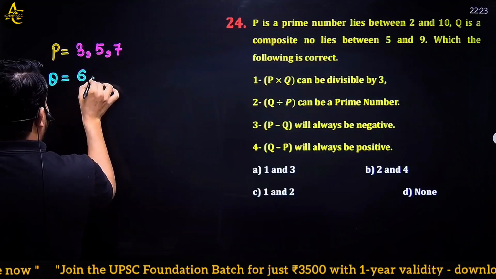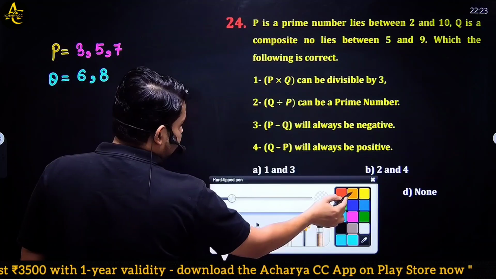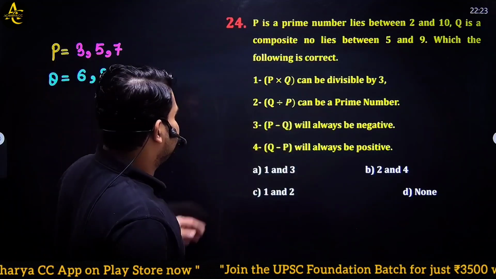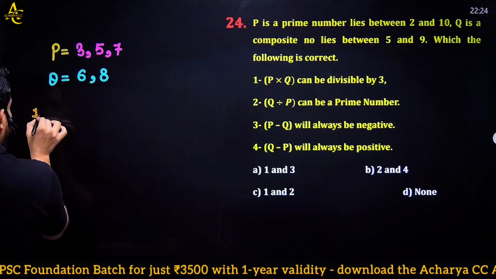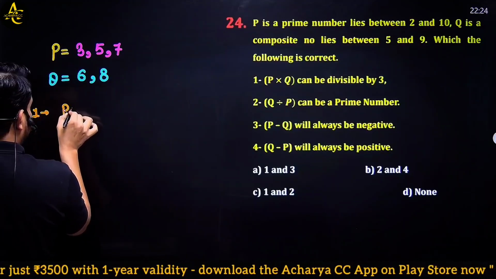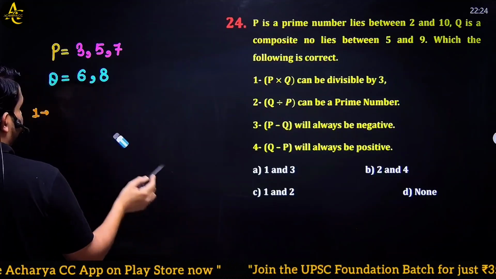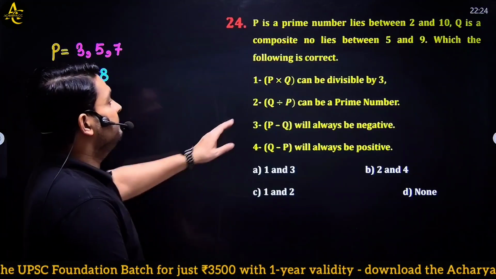6 is the composite number and 8 is the composite number. So we have 4 statements, and we have to tell which one is correct or not. See, the first statement says p into q is divisible by 3. Can be divisible by 3.